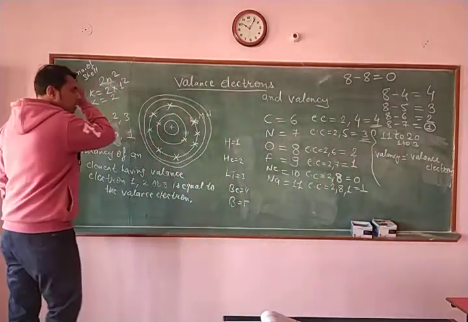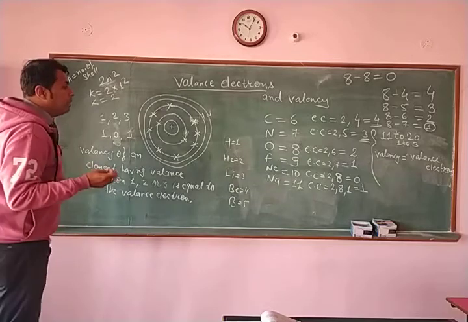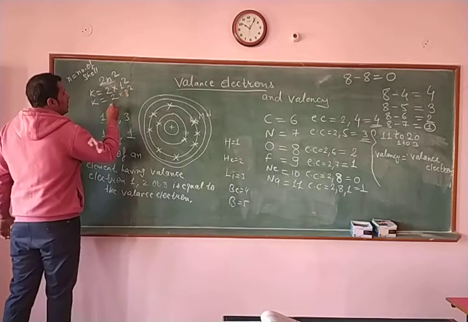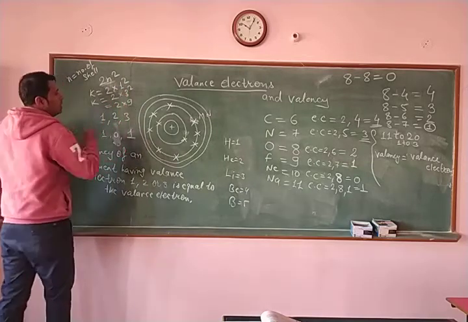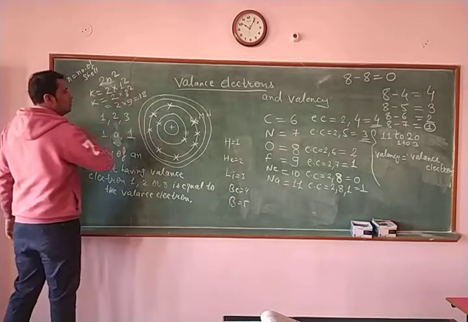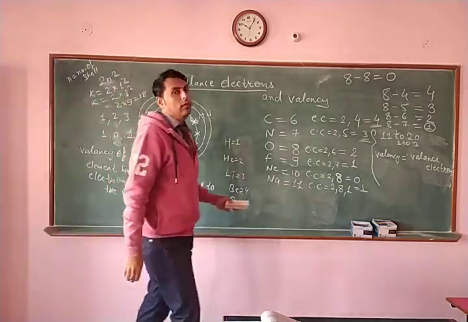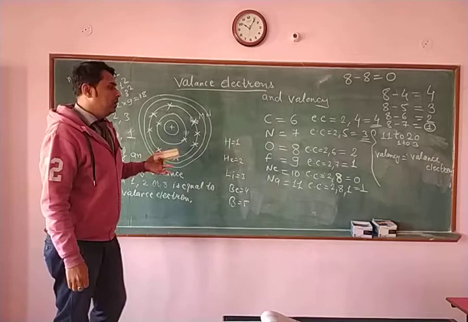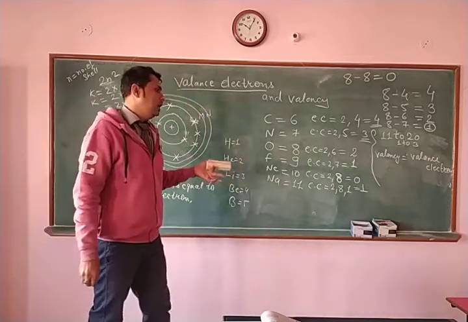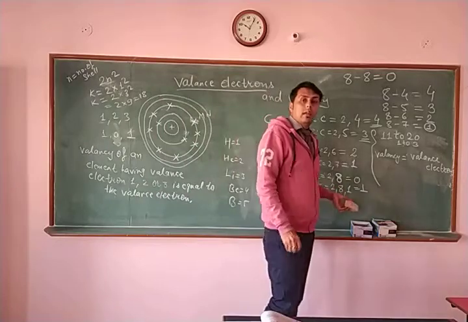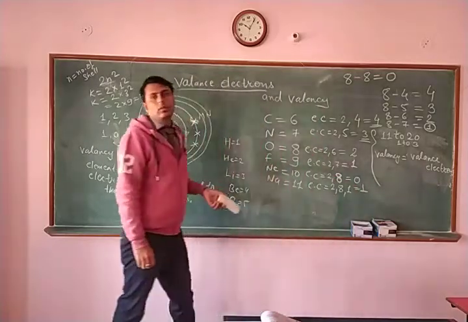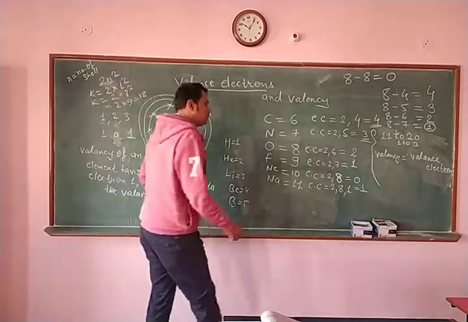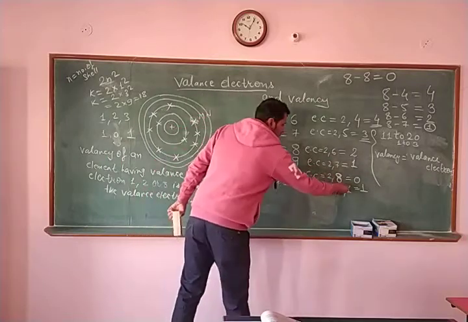What is the capacity of M? M is the third shell, 2 into 3 square, that is 2 into 9, that is 18. So it is not possible for sodium to take 17 electrons rather than losing 1 electron. So for sodium we can say that it loses one electron, so sodium will form Na positive. Sodium will lose 1 electron, so the valency will be 1.